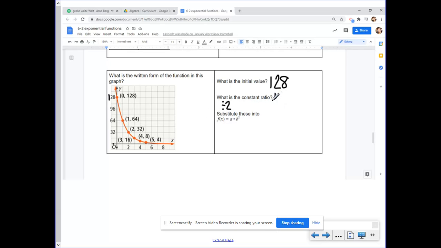So our constant ratio is going to be 1/2. We're dividing by 2. You're taking your y and you want half of it.